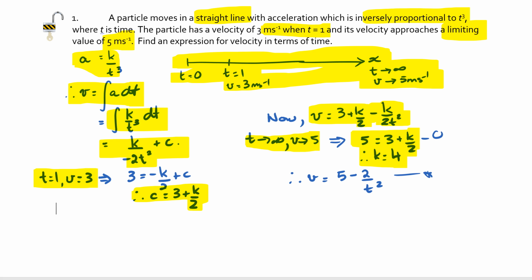Once we know that k equals 4, we can put that back up into our expression for velocity up here, and we can then get a velocity equation where v is simply a function of t. And we can just double check that when t does tend to infinity, that term there is going to drop off, it's going to head towards 0, which gives us v equals 5.